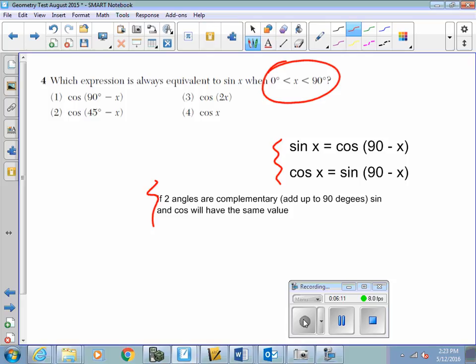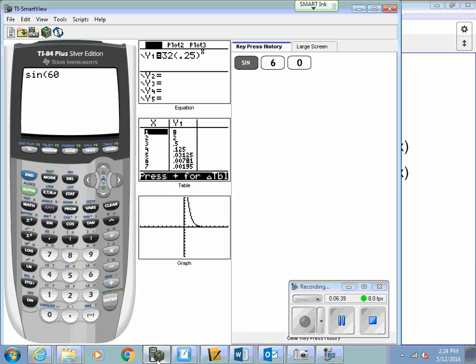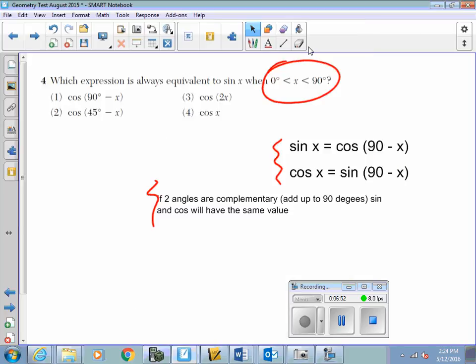If I were on a test and I was doing this problem, one thing you'd want to know is how can I figure this out in the calculator? So I would pick an angle. Let's just say you pick 30 degrees. Ask yourself, which expression is always equivalent to sine of 30 when x is in between 0 and 90? First thing I might do, go to the calculator and see what is the sine of 30 degrees. So it's 0.5, right? Now, I'm looking then for one of these expressions to be also equal to 0.5.